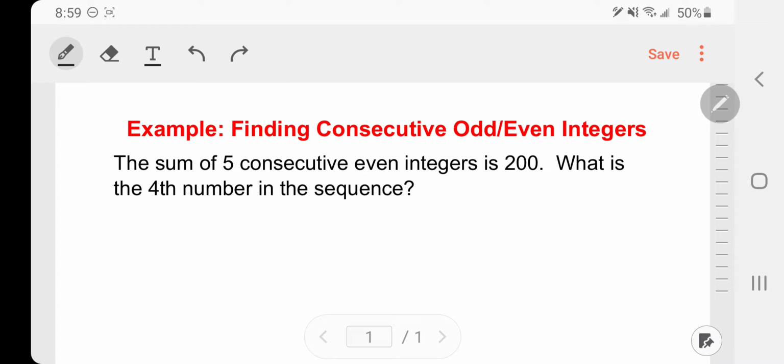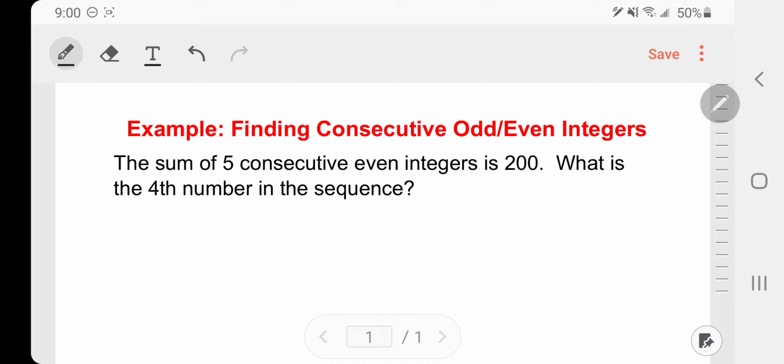All right, now we know when we're talking about odd and even integers as opposed to just consecutive integers, odds and evens actually count by twos. So if we're talking about even numbers here, it would be like 2, 4, 6, 8, 10, and then so on. We notice that each number in the sequence is counting up by 2, and that goes for both even and odd numbers.